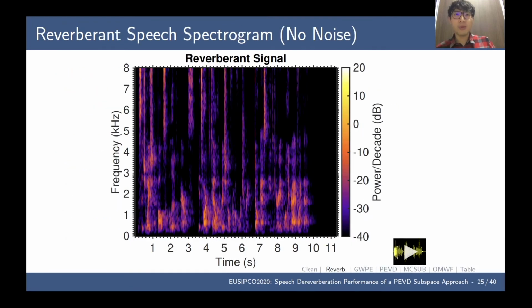The spectrogram of the reverberant speech example used earlier is shown here, and this is how it sounds.